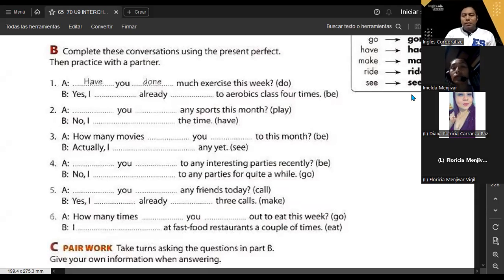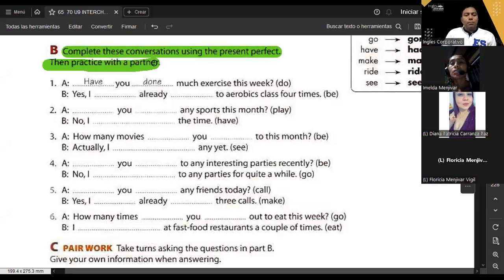So complete. Okay, can you read the instruction, Imelda? ¿Será que me ayuda a leer? Can you read the instruction, please? Sí, complete. Complete this conversation using the present perfect, then practice with your partner.